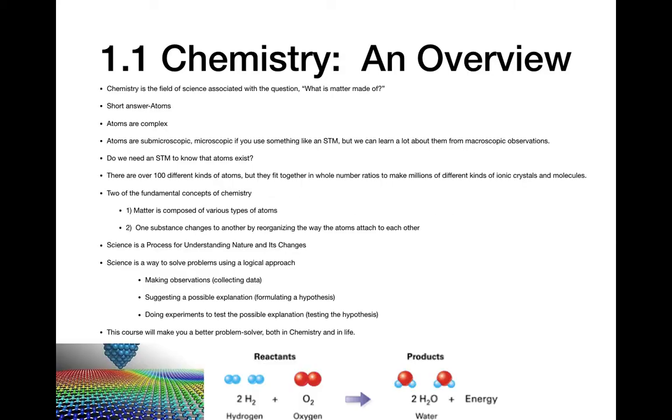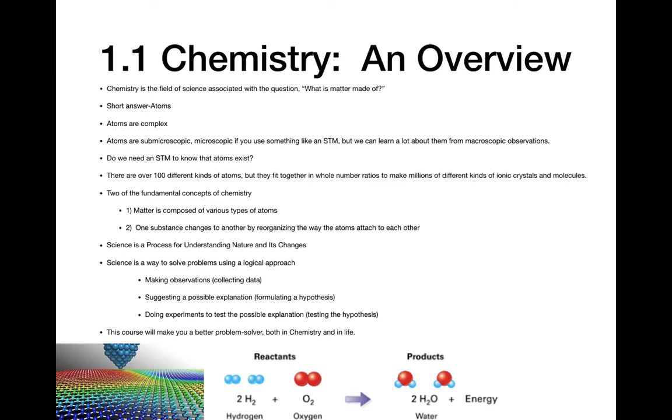The chapter starts out with an overview of what chemistry is. Chemistry is the science that's going to talk a lot about matter. What is matter made of? What is the composition of matter? And the short answer to that question, of course, would just be that matter is made of atoms. Atoms are central to understanding chemistry.